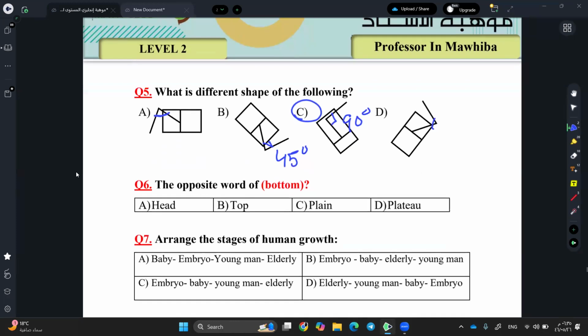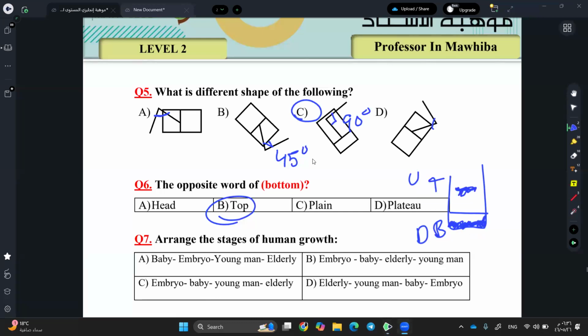Question number 6. What's the opposite word of bottom? Top, right? Bottom, it's when you have this glass of water, the bottom is the deepest part of this glass, but the top is going to be up. So here is bottom and here is top, like down and up. So the opposite word of bottom is going to be top. Excellent, Lina.